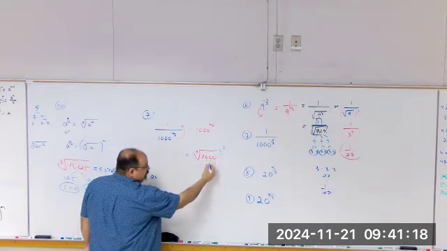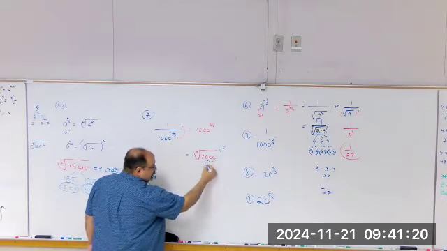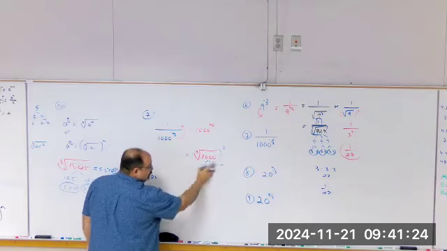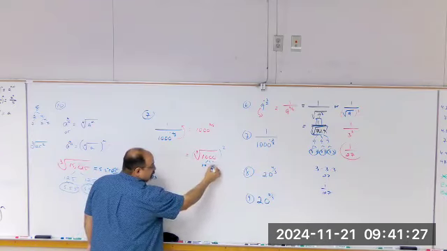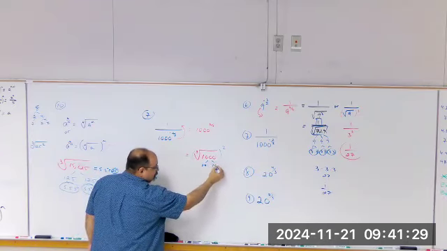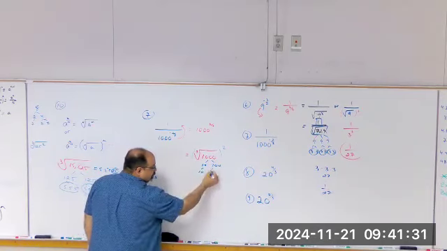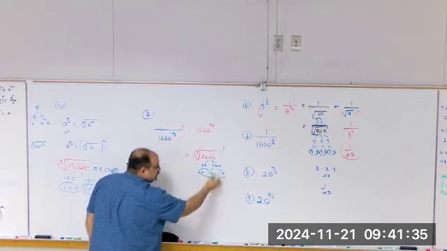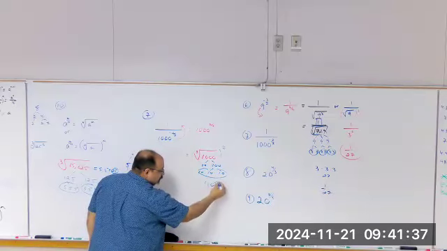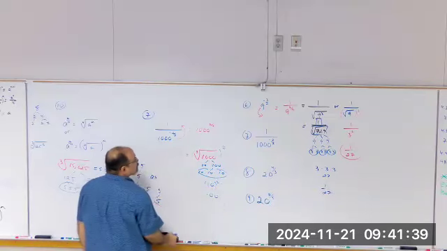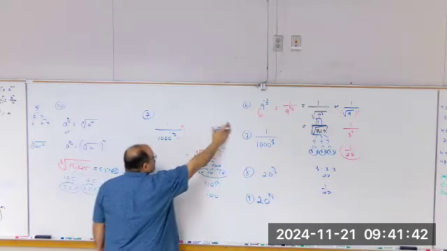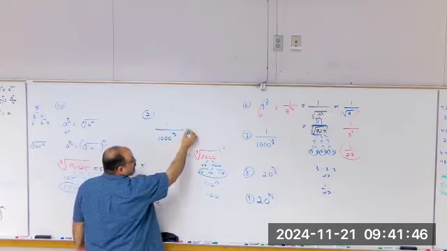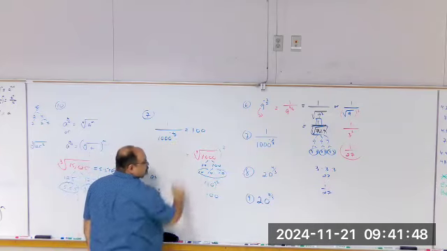1,000, three zeros. So this is 10 times 10 times 10. It's 10 to the third. And if you're not sure, this is 10 times 100, and 100 is 10 times 10. So it's 10, and it's still got to be squared. And the answer is 100. So 1 over 1,000 to the negative 2/3 is equal to 100.